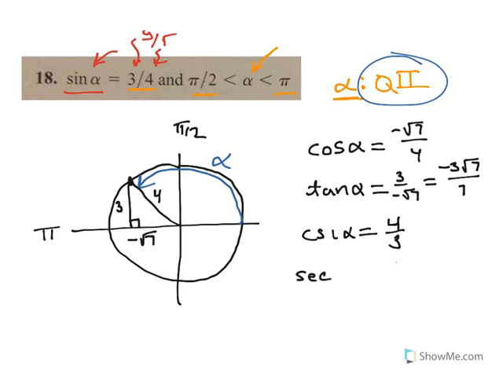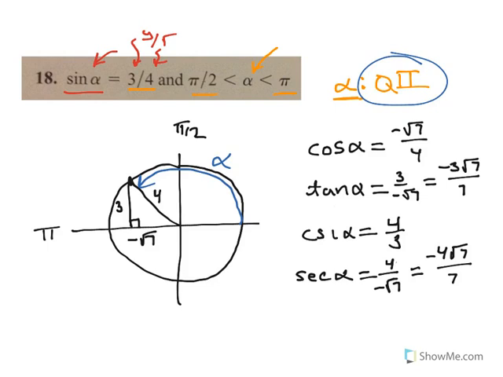Secant is the reciprocal with cosine. So if cosine was negative radical 7 over 4, then secant is going to be 4 divided by negative radical 7. And again, you can rationalize that, multiply top and bottom by radical 7. So that's going to be 4 radical 7 all over 7. And it was negative down bottom, so you need a negative somewhere in the fraction. It can be top, bottom, or right in the middle, wherever you choose to put it.